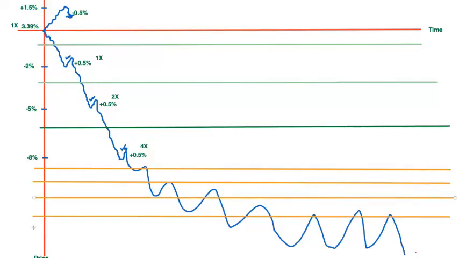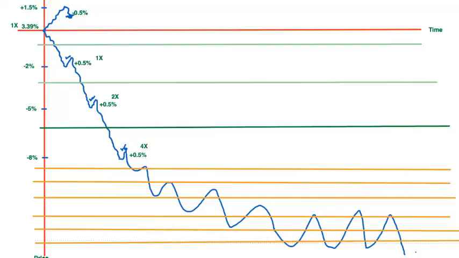I'll just draw a couple of them here to show how it works. Esto es en caso que la moneda va cayendo sin parar.